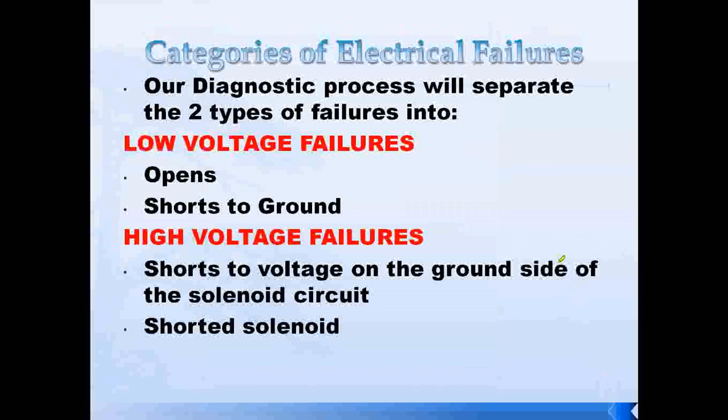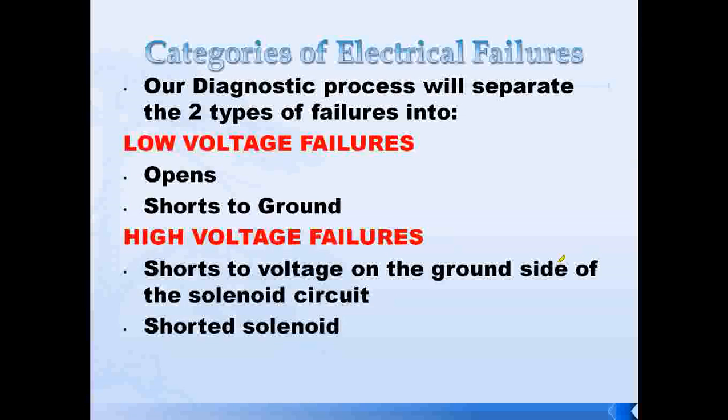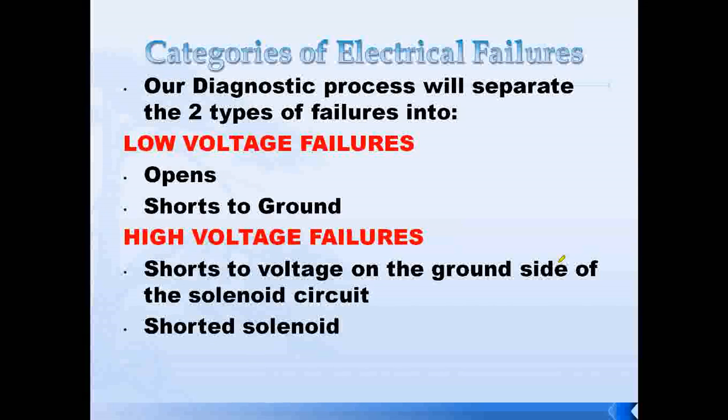All right. Well, let's talk about electrical failures with our solenoids. We're going to categorize electrical failures into 2 types of failures. There's only 4 failures that can happen. If you're looking at any type of electrical circuit, and I don't care what kind of electrical circuit, you can have an open, you can have a short to ground, you can have a short to voltage, or you could have a shorted solenoid. Those are the only 4 things that can happen to you in any type of electrical circuit in any part of the automobile.